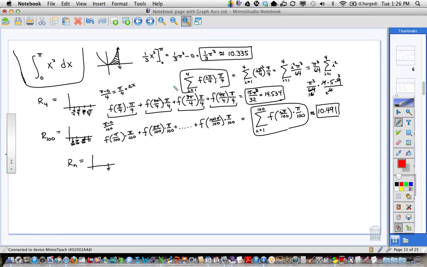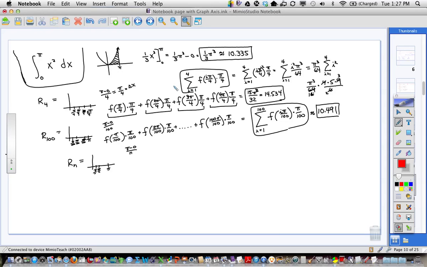All right, so 0 to pi, and we're going to do n subdivisions. Now, you're going to have some on your homework that have n's in them, so this sometimes gets a little trickier. What's going to be the width of each rectangle? Pi over n. It's still b minus a divided by the number of subdivisions, so pi minus 0 divided by n is pi over n. So what's the first right edge? Pi over n. The next right edge? 2 pi over n. And the last one is n pi over n.